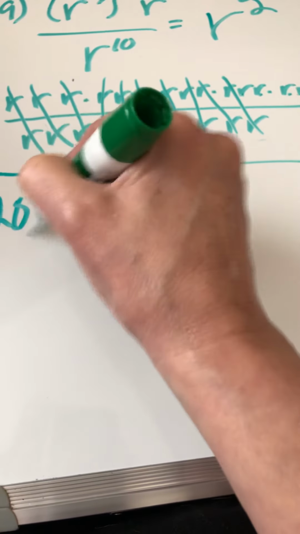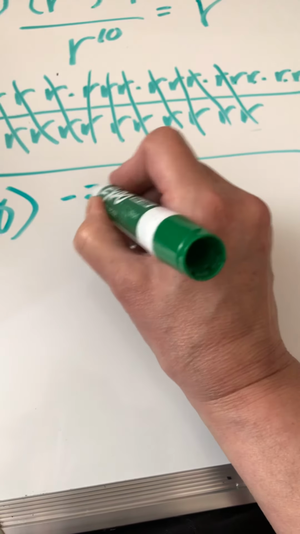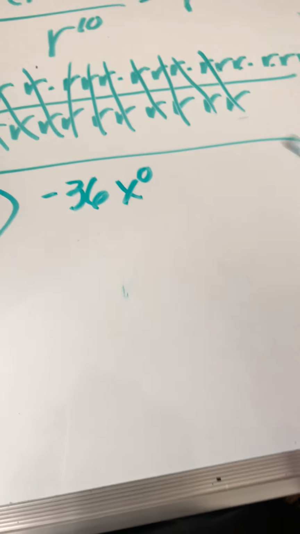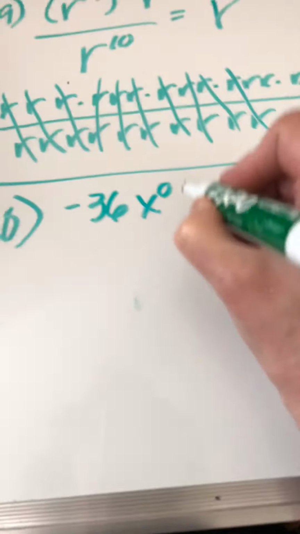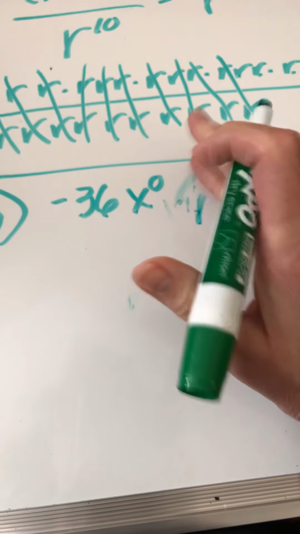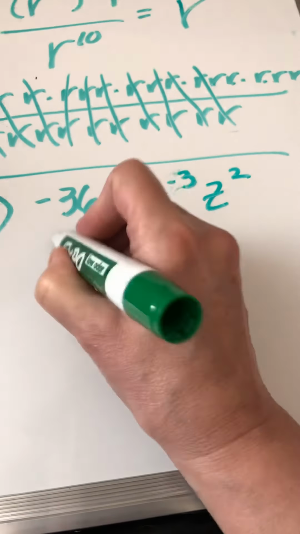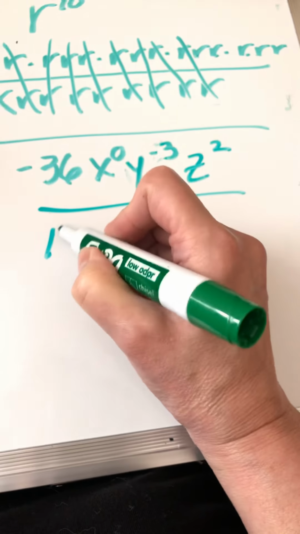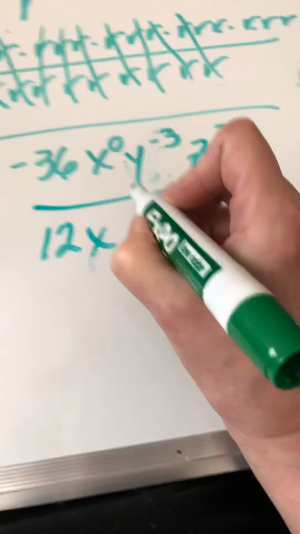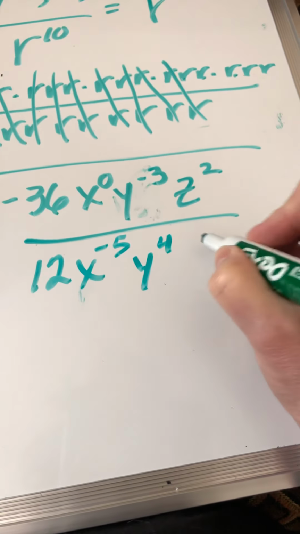Alrighty. Then 20. Negative 36 x to the 0 power, y to the negative 3 power, z squared, divided by 12 x to the negative 5 power, y to the 4th power, z. Alrighty.